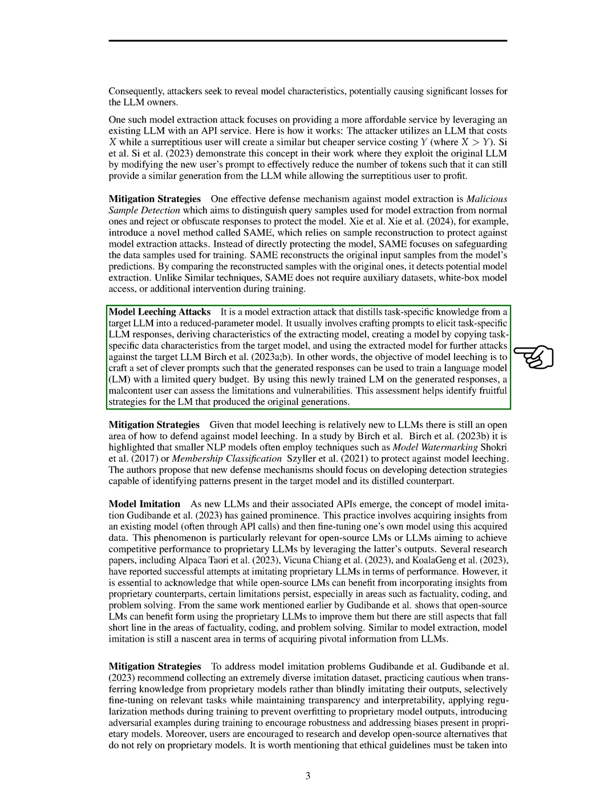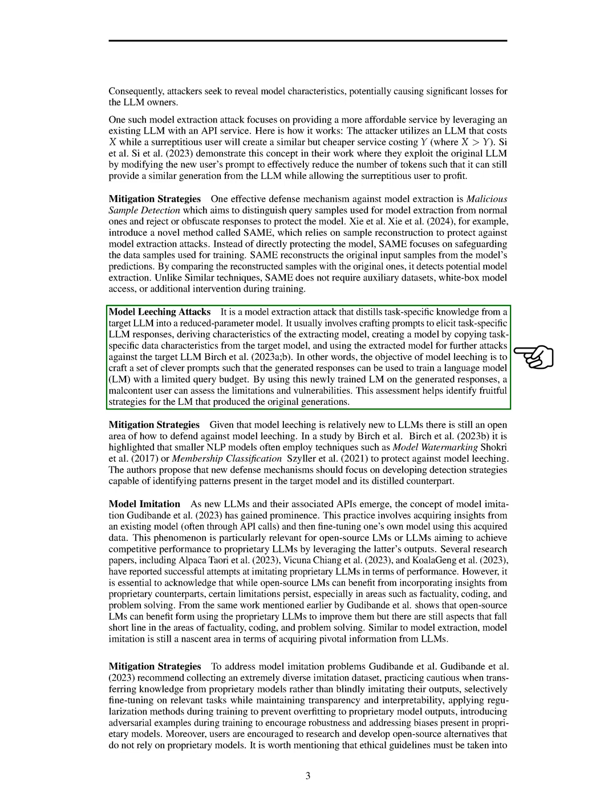Next, we examine model leaching attacks. This type of attack involves extracting specific knowledge from a target large language model, LLM, to create a smaller model with fewer parameters. Typically, this process includes crafting prompts that elicit specific responses from the target LLM, analyzing the characteristics of the model being extracted, and then building a new model by copying these task-specific characteristics.